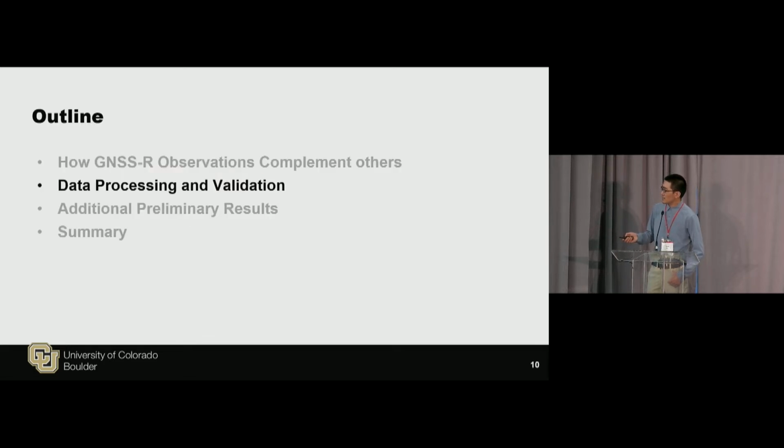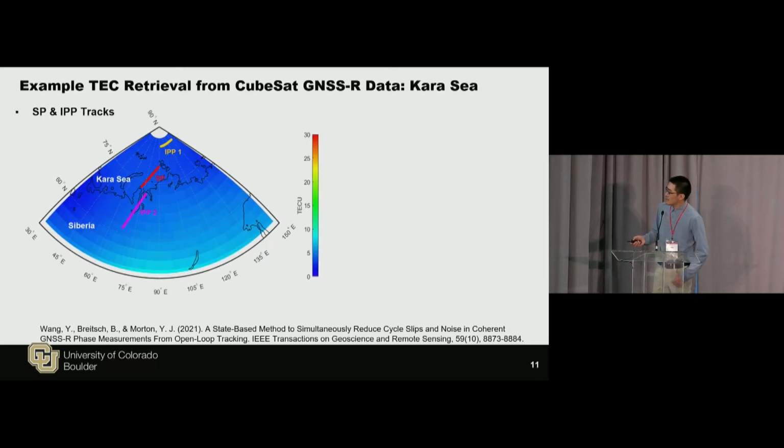And the next part is about data processing and validation. Here's one example. The signal is reflected over this Kara Sea, which is part of the Arctic Ocean. And this event lasts just within 3 minutes. And the reflection track is over 1,000 kilometers.